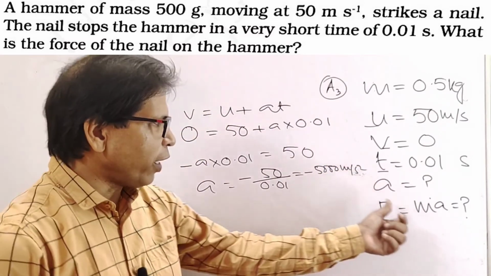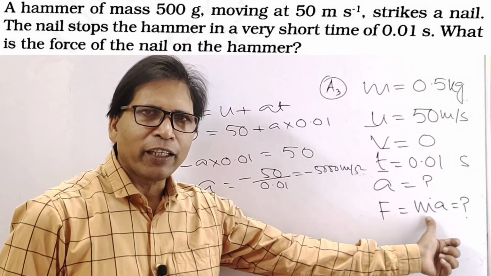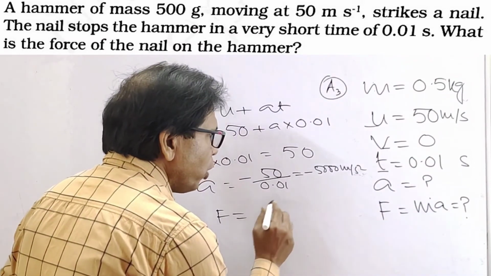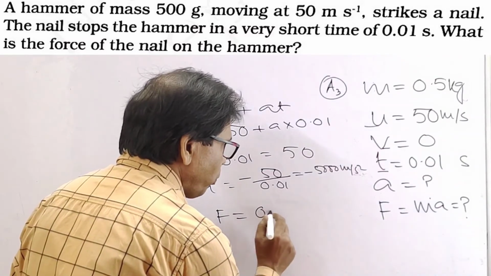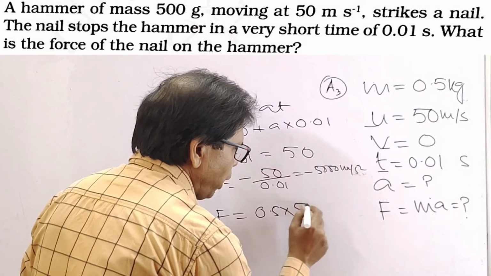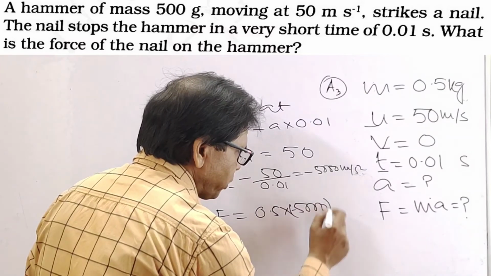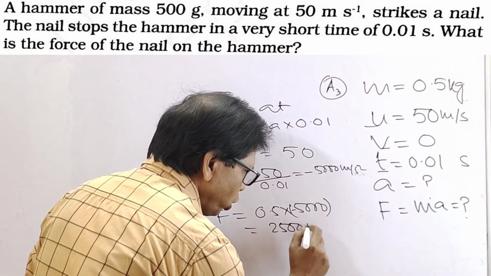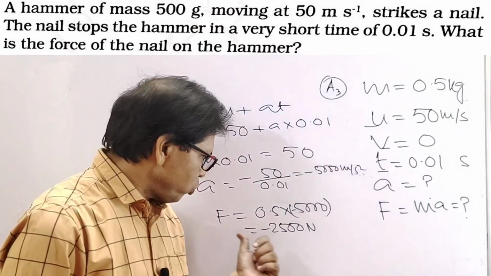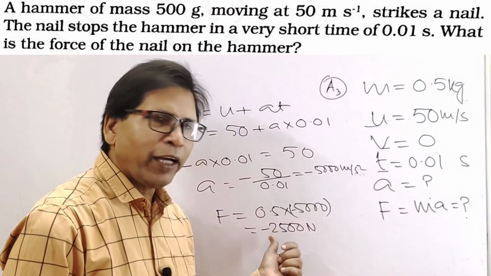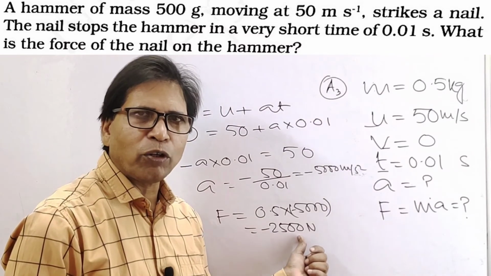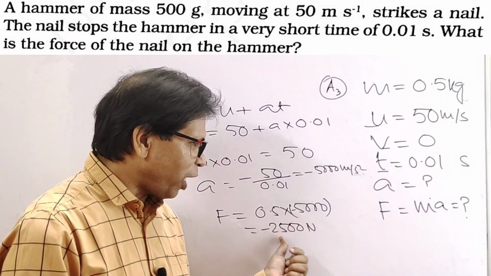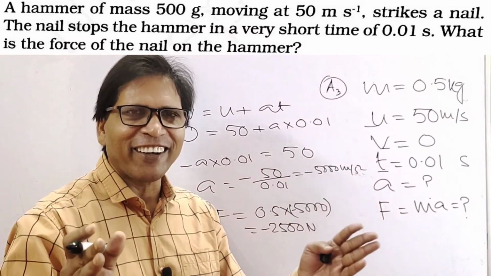Okay. Now look at this, the force acting on the hammer. Force on the hammer F equal to mass 0.5 into 5000 with negative sign. Therefore this is 2500 Newton, negative sign. So the force on the hammer is minus 2500 Newton. So the force on the nail is the positive sign of 2500 Newton.